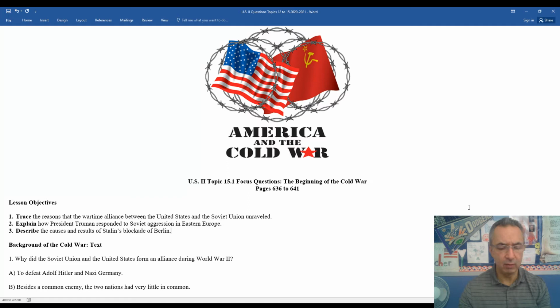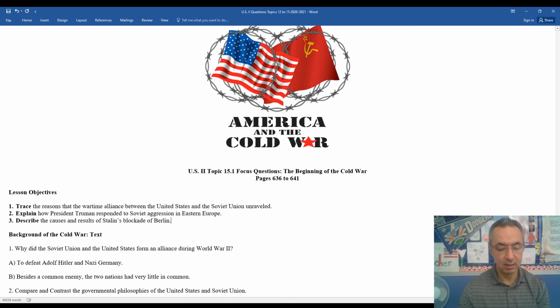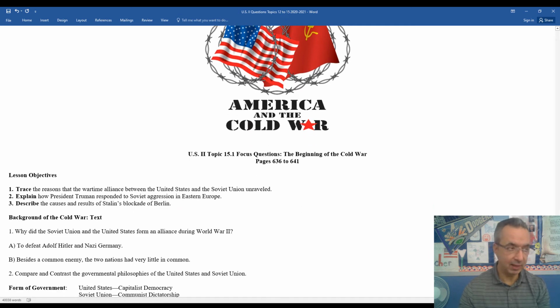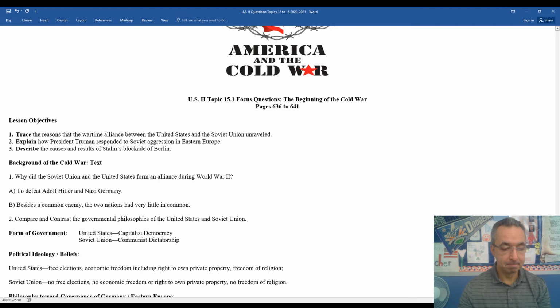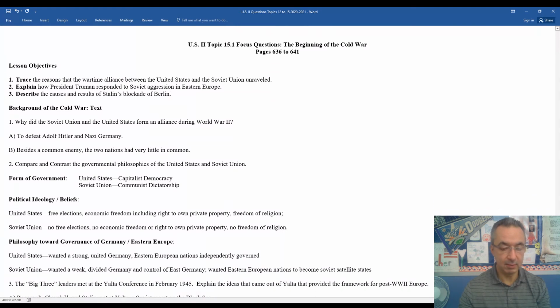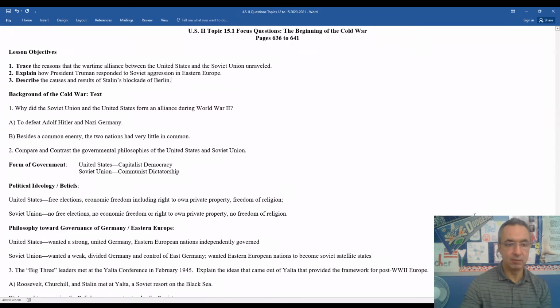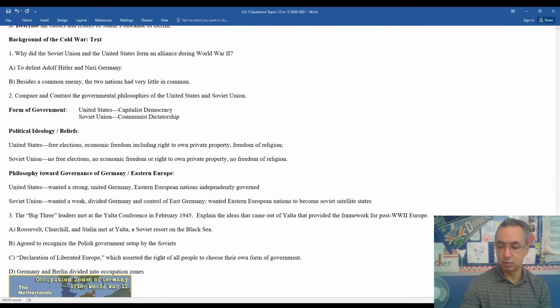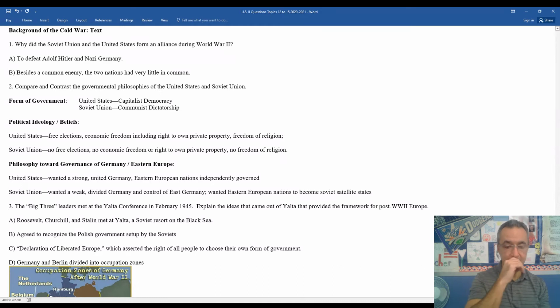To defeat Adolf Hitler in Nazi Germany, and because of a common enemy, the two nations had very little in common. Besides the fact that their enemy was Hitler, they didn't really have much that they would share. It's like an old expression, the enemy of my enemy is my friend. And that's pretty much what the United States and the Soviet Union had during World War II. Also, the United States had much more trust between the Franklin Roosevelt-Stalin relationship than the Harry Truman and Stalin relationship.